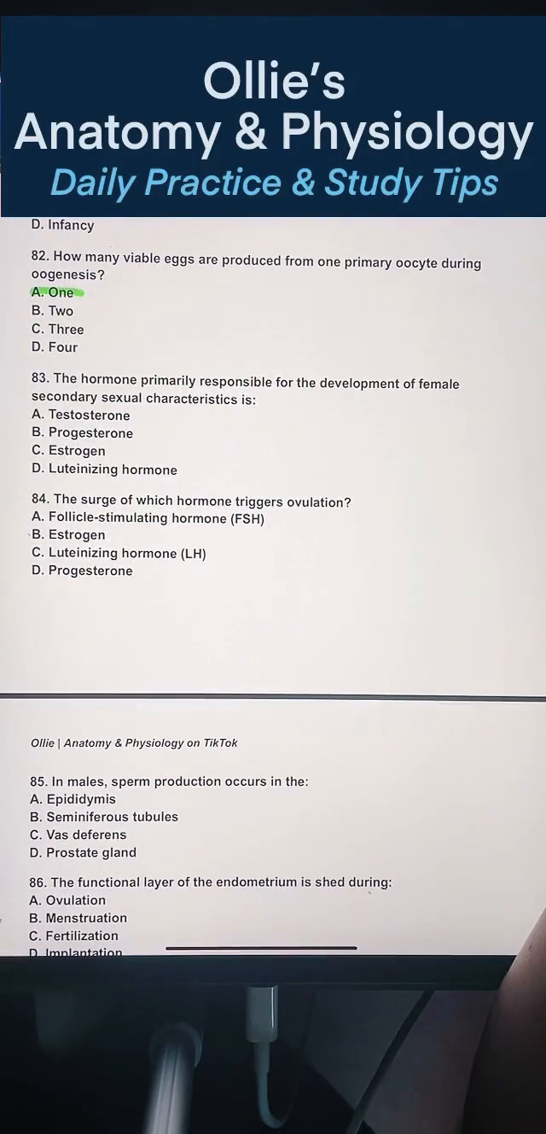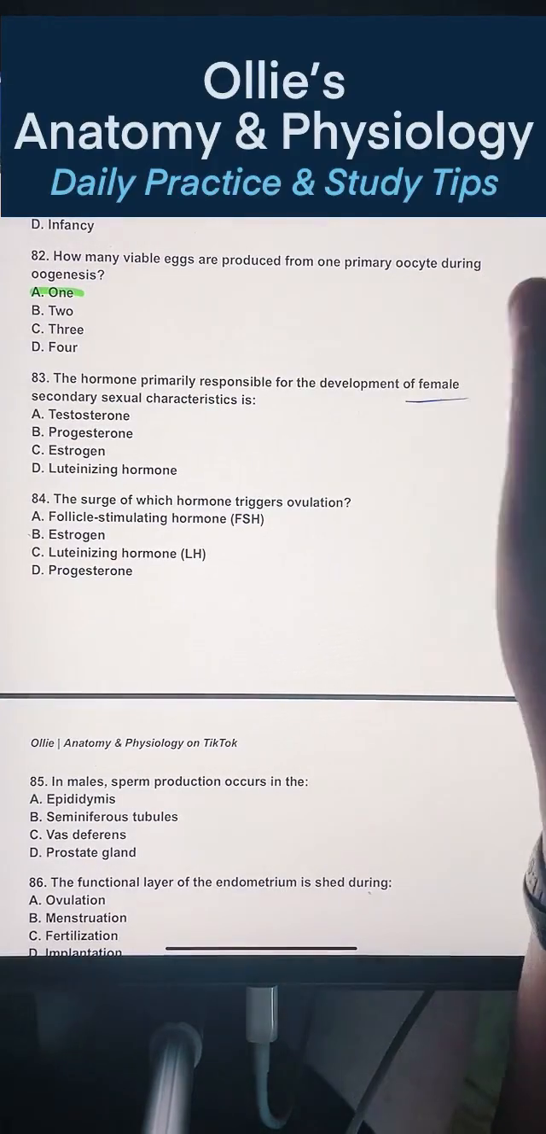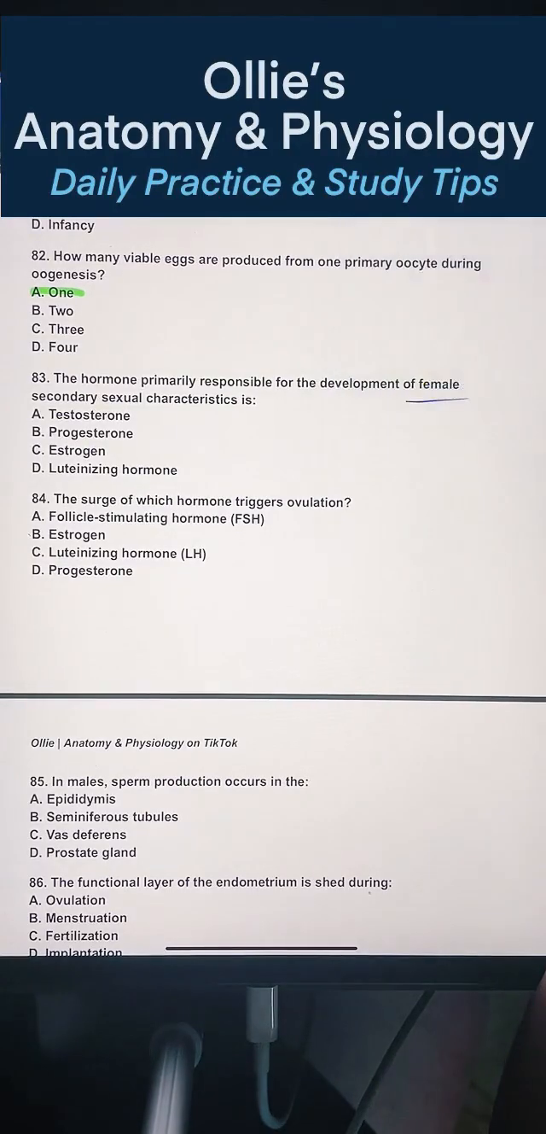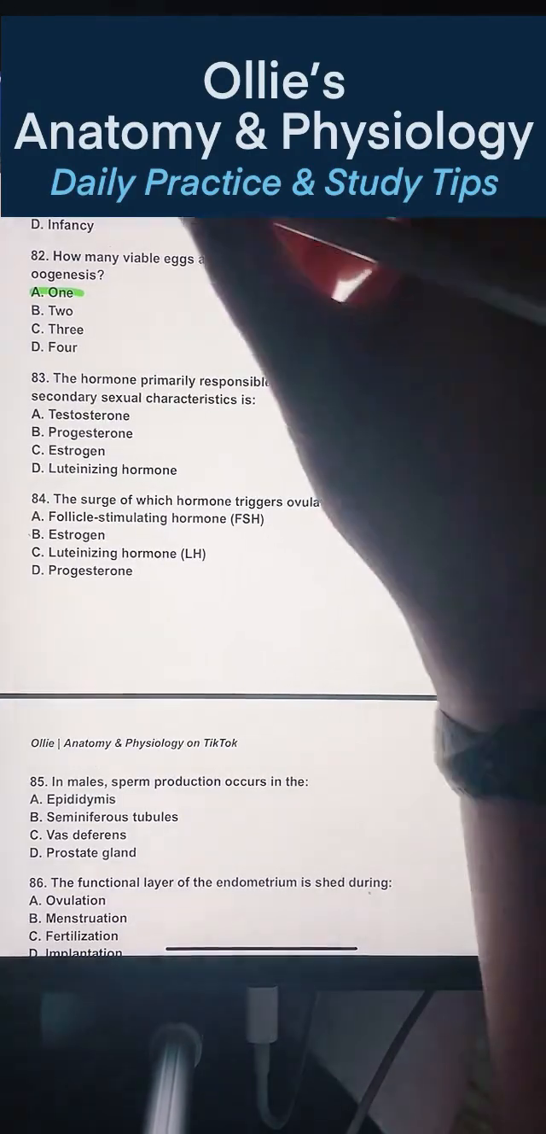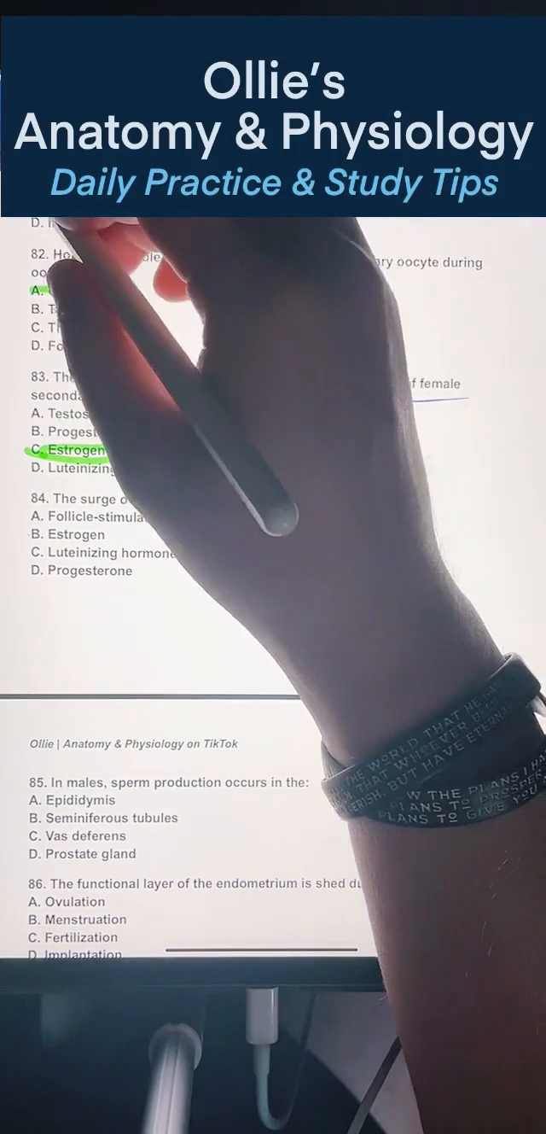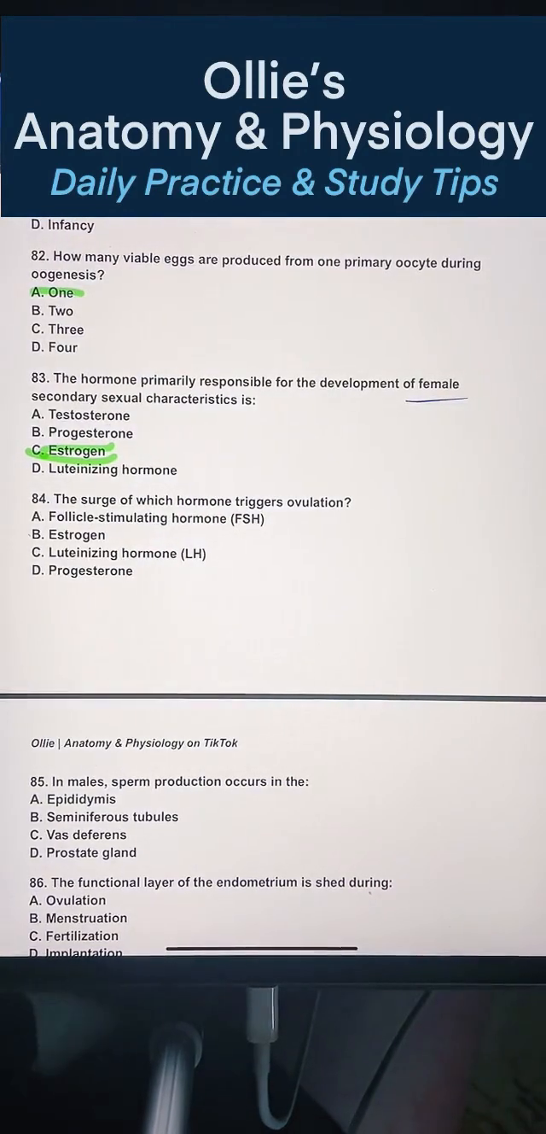Number 83, the hormone primarily responsible for the development of female secondary sex characteristics is what? A, B, C, or D? For number 83, awesome, C, you're right. It is estrogen. Estrogen promotes the development of breasts, pubic hair and female characteristics. Testosterone is in males. Progesterone is in the menstrual cycle and maintains the uterine lining for pregnancy.